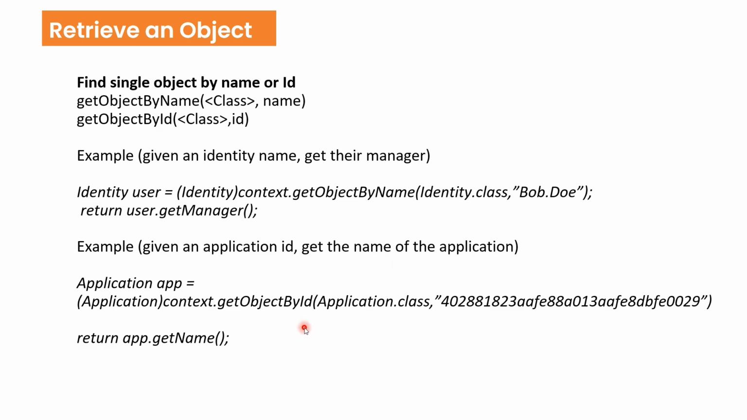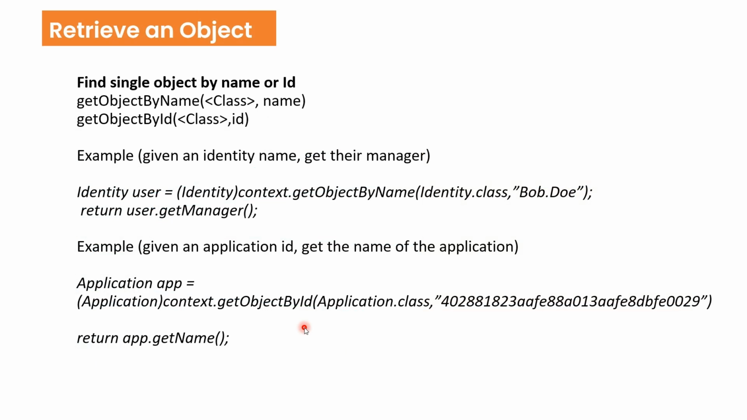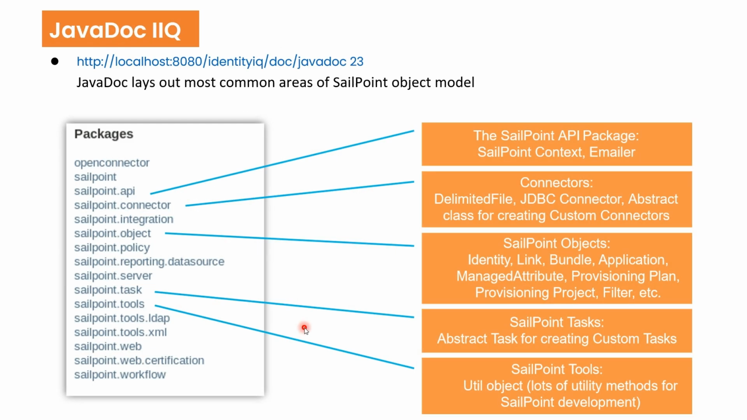How will I know what are the predefined methods, libraries and packages which I need to refer? If you want to master SailPoint, this is my Javadoc. There is a primary location which you need to navigate to, that is localhost:8080/identityiq/doc.